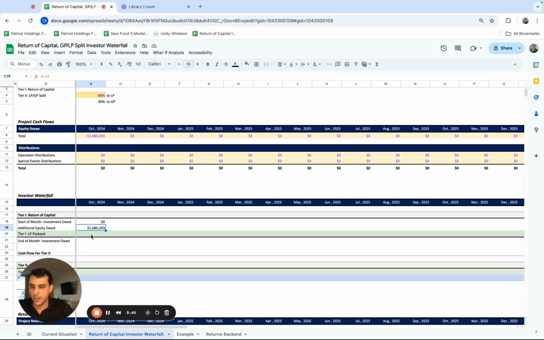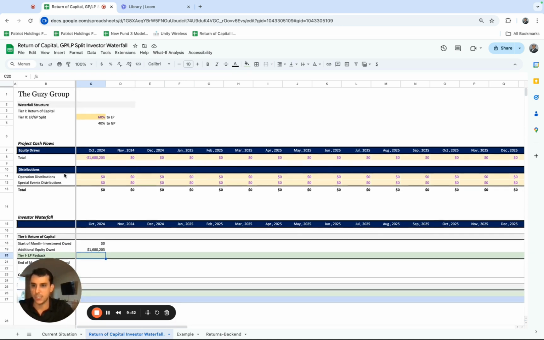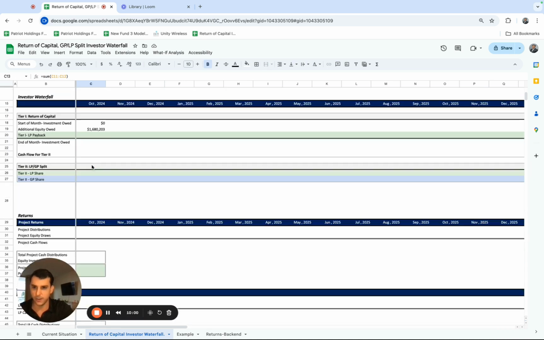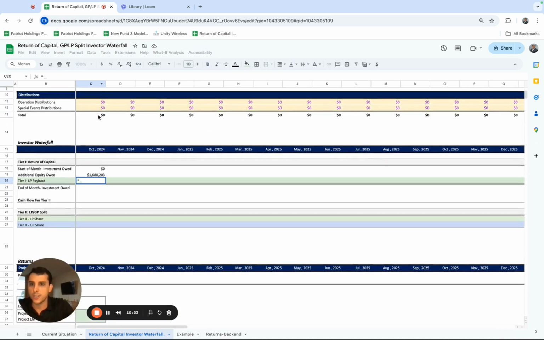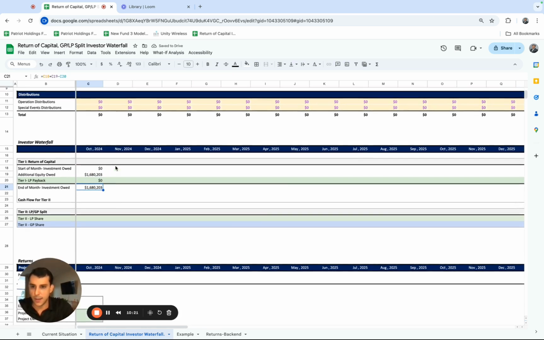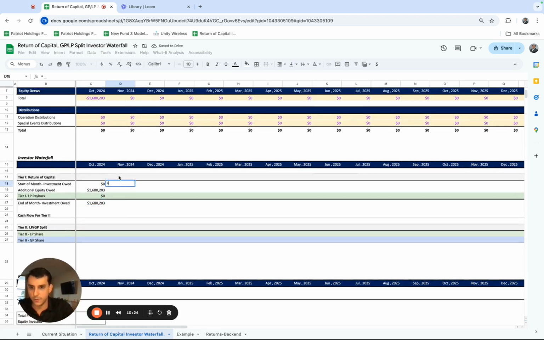Obviously, if you do negative, you're going to change the equation a little bit. So we have this, and we're going to say, what is the tier 1 payback for the LP? So once again, this is the return of capital payback. Where's the payback coming from? It's coming from these two cash flows, the operations and the special events. Here's the total right here. So we're going to go equals this. And at the end of the month, end of October, how much is owed? Well, it's going to be the start of month, which is zero, plus any additional equity that we're going to have to pay back, minus the amount paid back. Okay, let's do that.